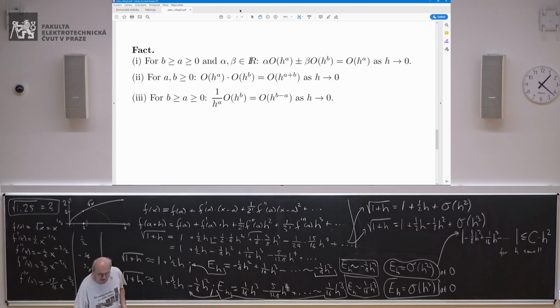And the last slide for today. Here is what happens when two O expressions meet and they are added up, or you make a linear combination. You can also multiply them by some numbers.